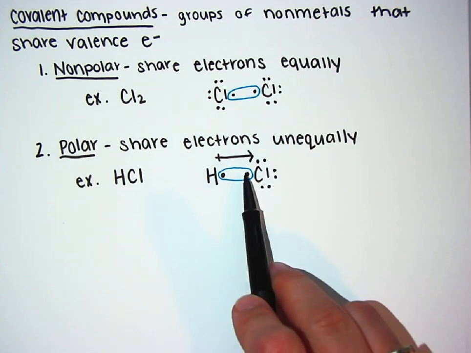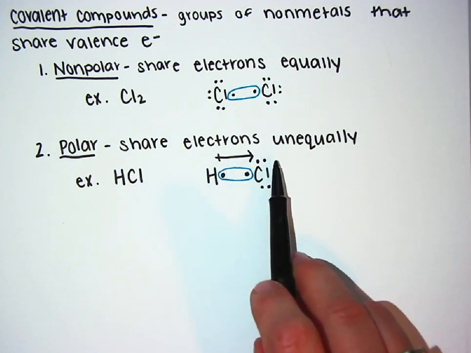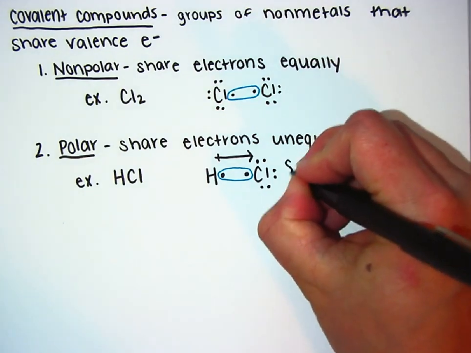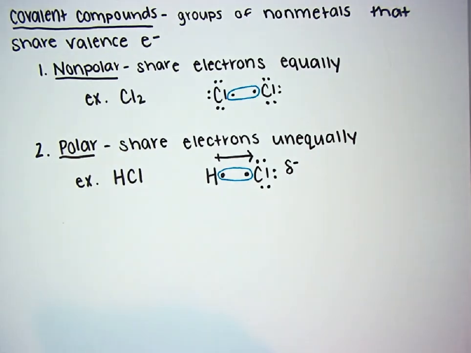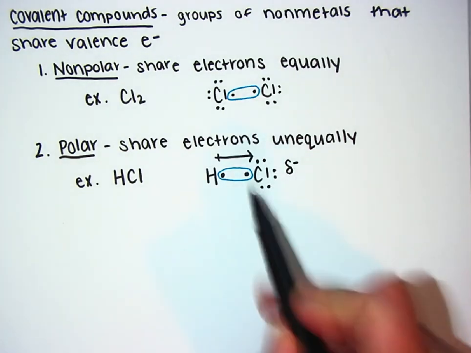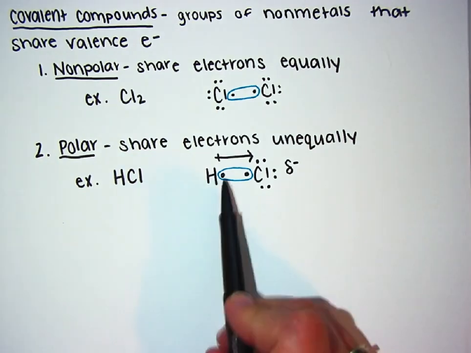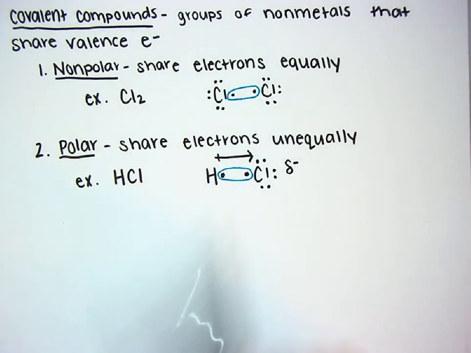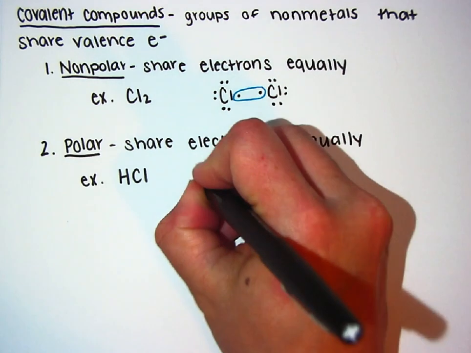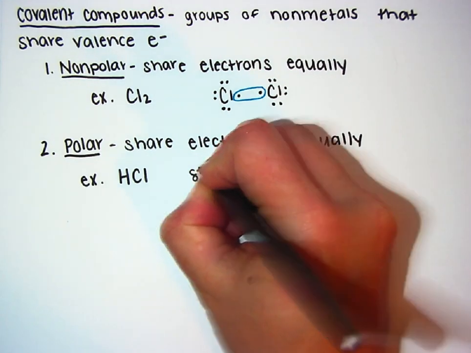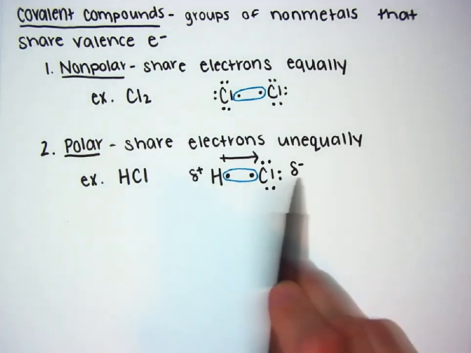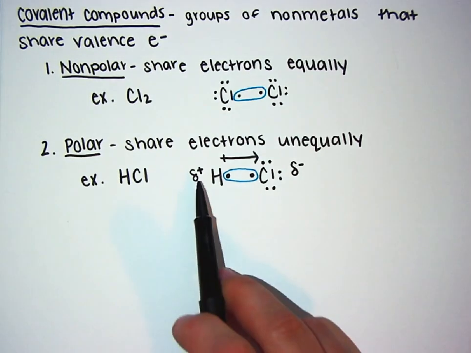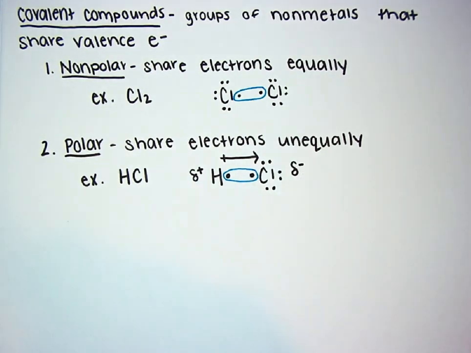Since electrons are negative, and if they are pulled closer to chlorine, that is going to produce what we call a partial negative pole. We're going to have a greater region of negativity by chlorine. Those shared electrons are being pulled away from hydrogen, so hydrogen is going to get what we call a partial positive. We would call this a polar compound because it has 2 poles. It has a positive pole and a negative pole.